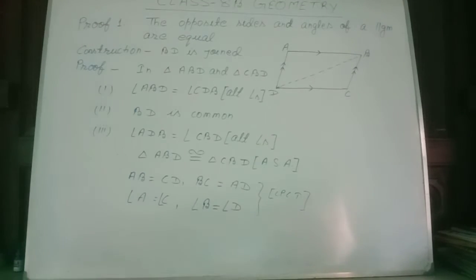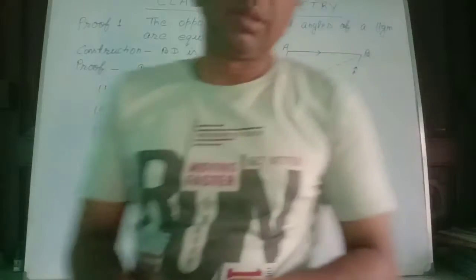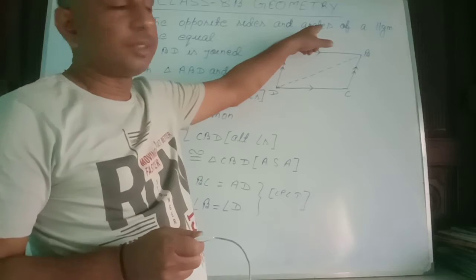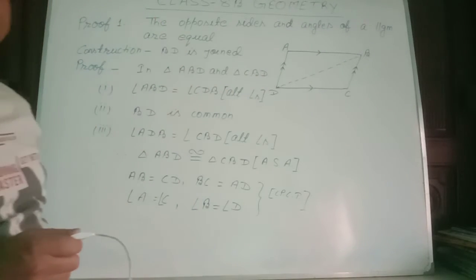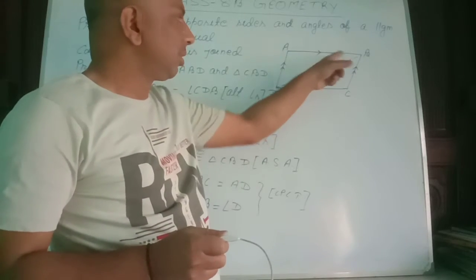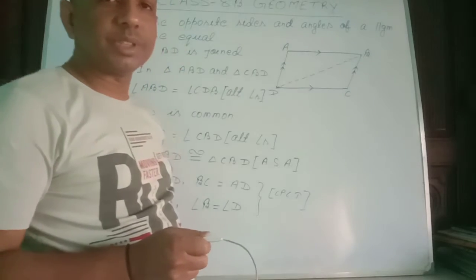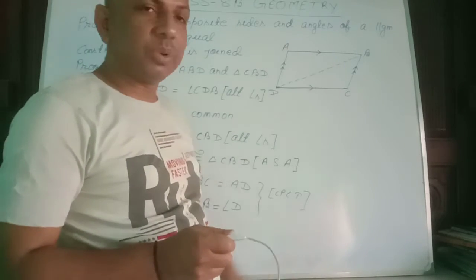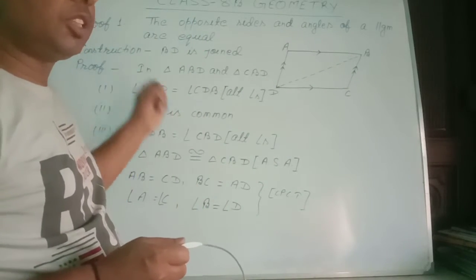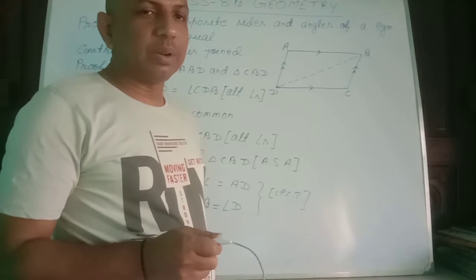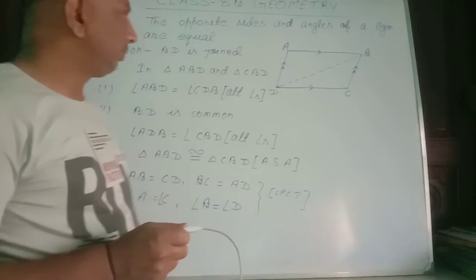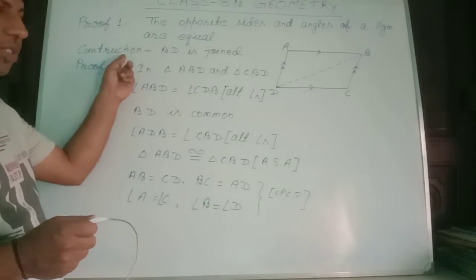Now the second is proof. What is this proof? The opposite sides and angles of a parallelogram are equal. ABCD is a parallelogram. AB and CD are the opposite sides. BC and AD are the opposite sides. Angle A and angle C are opposite angles. Angle B and angle D are opposite angles. So in this proof we will see the opposite sides of a parallelogram are equal and opposite angles of a parallelogram are also equal. For that I have done one construction.